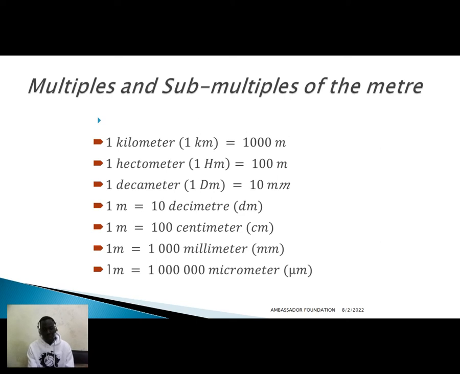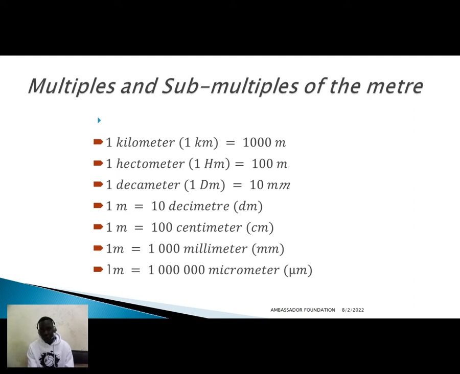So we need to be in a position to convert these. If you are measuring a very long distance, for example, from Nairobi to Kisumu, you cannot use meters because you will have a lot of figures. But we use kilometers. So all these that I've just displayed to you are the sub-multiples of meter.